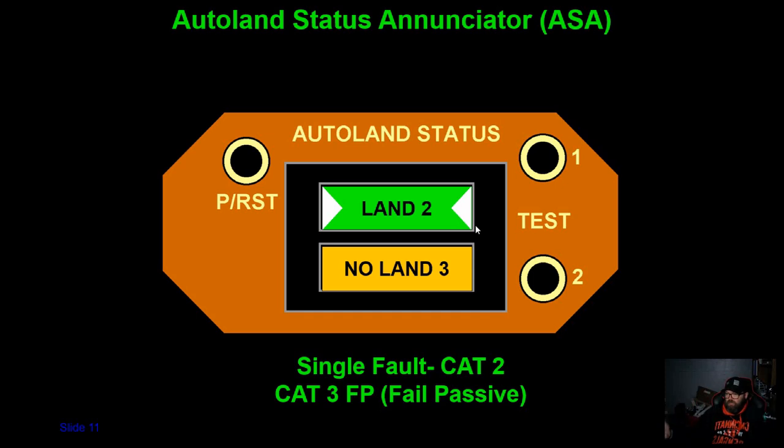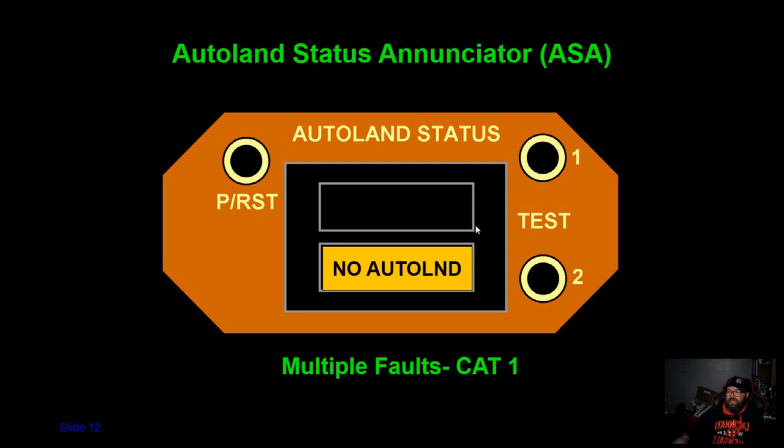This one, land 2, land 3, there's a single fault somewhere that is causing it to where I can still land a Cat 2, but now my minimums for Cat 3 are a little bit higher. They're now 6, 4, and 3, and I've gone from an alert height to a decision height. I went from an instrument cross-check to having to see things outside. And then we get into this, no auto-land. This tells me that my auto-land system has failed. I cannot do an auto-land at this particular time.